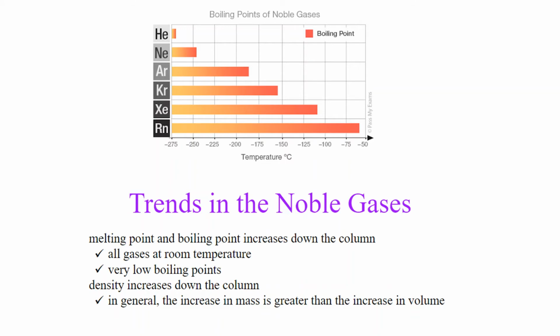And let's look at the trends for the noble gases. If you look at the chart above, the boiling point will increase as you go down the noble gases. So the melting point and boiling point increase down the group. They are all gases at room temperature. They have low boiling points. The density increases down the column, and in general the increase in mass is greater than the increase in volume.